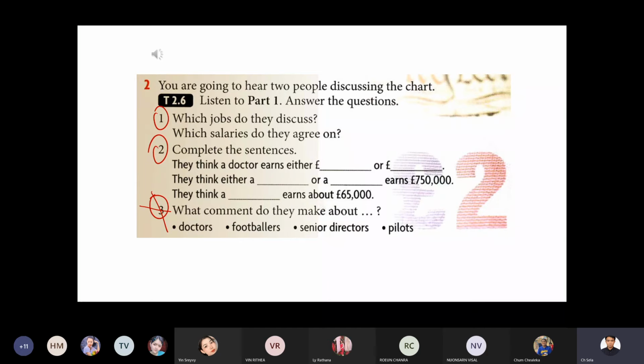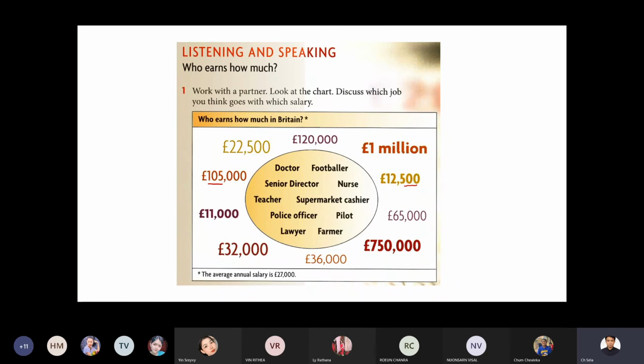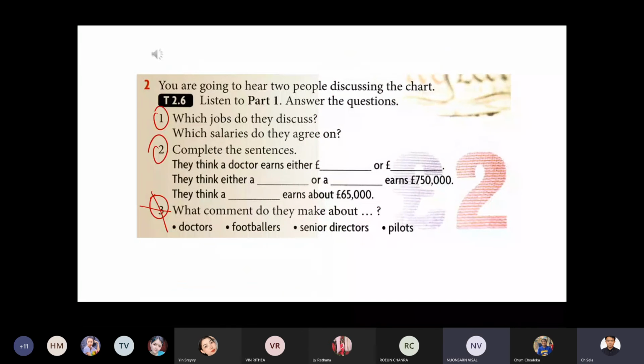So I did the question for you. Which jobs do they discuss? The job here. Which one do they discuss? They discuss about doctor, nurse, lawyer, or what? What does discuss mean, teacher? Discuss. Here. Talking. Yeah, all like this. Okay? Oh, yeah, understand, teacher. Okay. Right. That's all number one. Which salaries do they agree on? So salary, do they agree on?